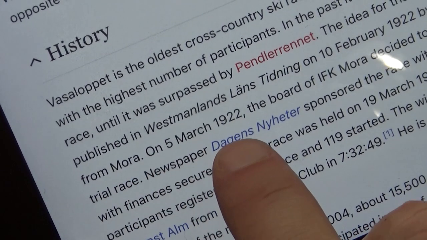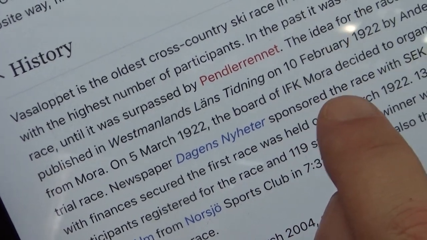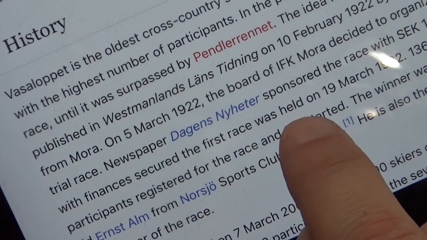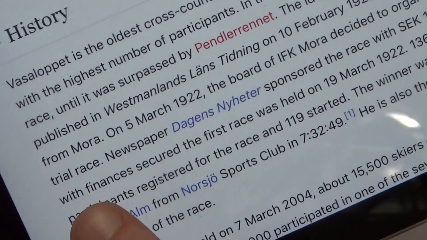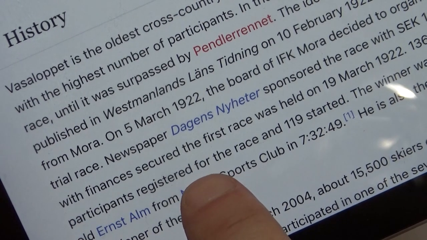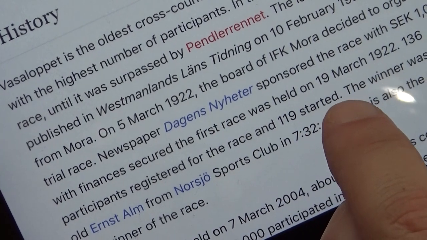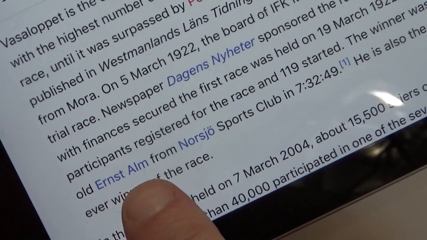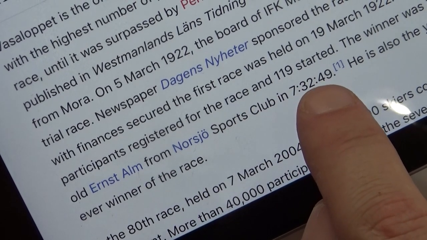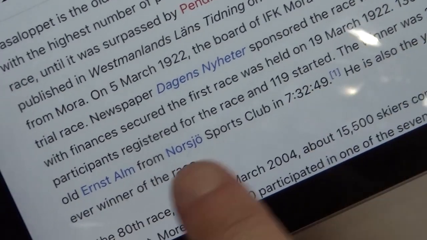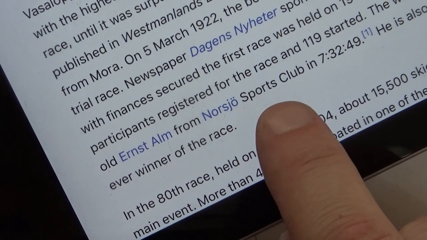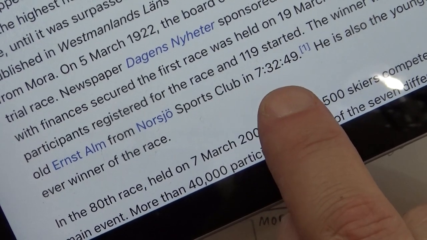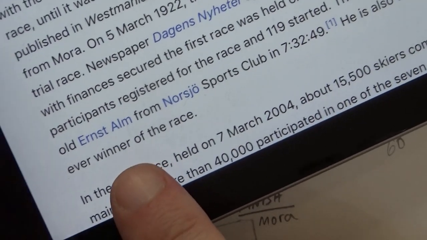On 5th of March 1922, the board of IFK Mora decided to organize a trial race. Newspaper Dagens Nyheter sponsored the race with 1,000 Swedish crowns and with finances secured, the first race was held on 19th March 1922. 136 participants registered for the race and 119 started. The winner was 22-year-old Ernst Alm from Norsjö Sports Club in 7 hours, 32 minutes and 49 seconds. He is also the youngest ever winner of the race.